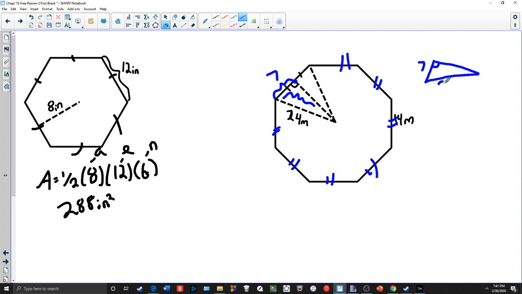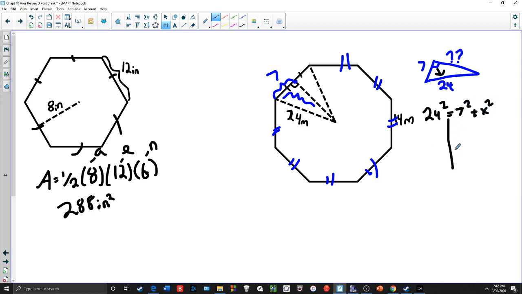7, 24, and I want to figure out what this little apothem line here is. Well, this is a Pythagorean theorem problem. And you should note here that 24 is not a side, 24 is the hypotenuse because it's across from my right angle. So what I would do here is 24 squared is equal to 7 squared plus x squared.